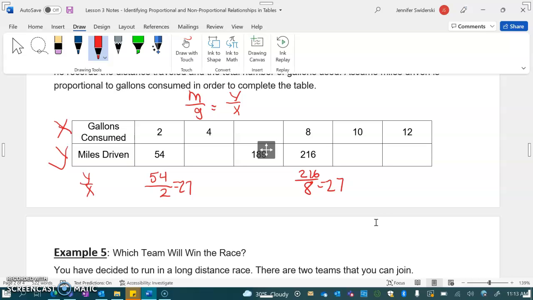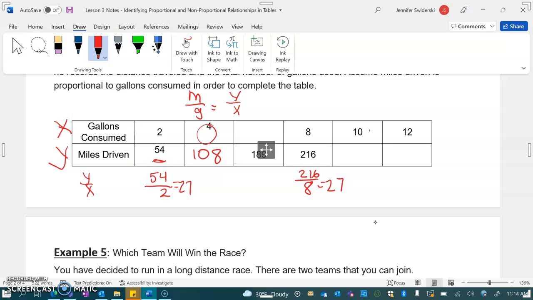So that means if I use 1 gallon of gas, I can drive, sorry, let's try this again. 1 gallon of gas, I can drive 27 miles. So to get 4 gallons, I can drive a lot more than 54 miles. I'm going to take 4 times 27, and I will get 108 miles.